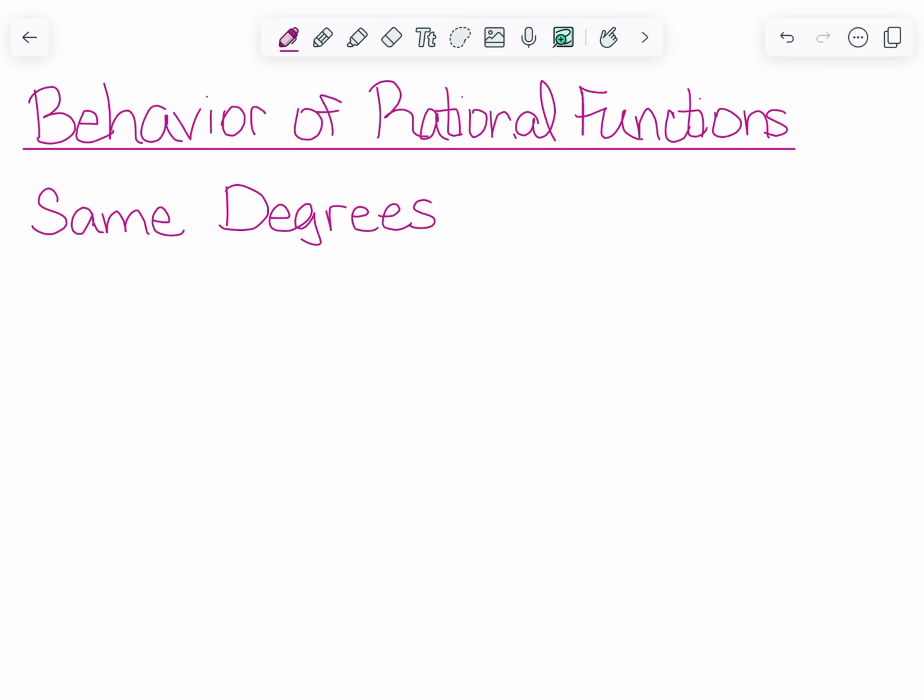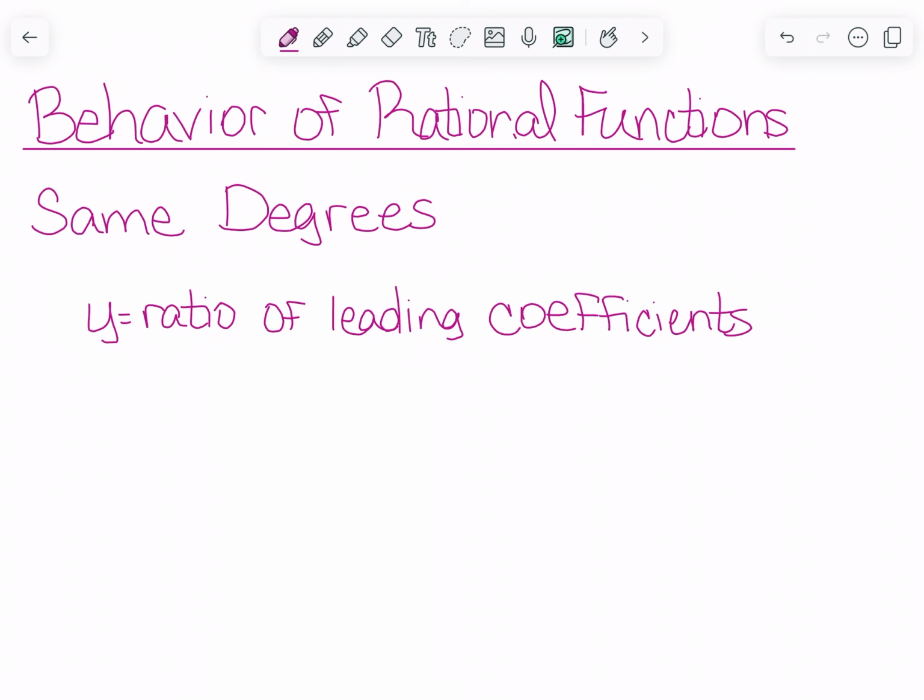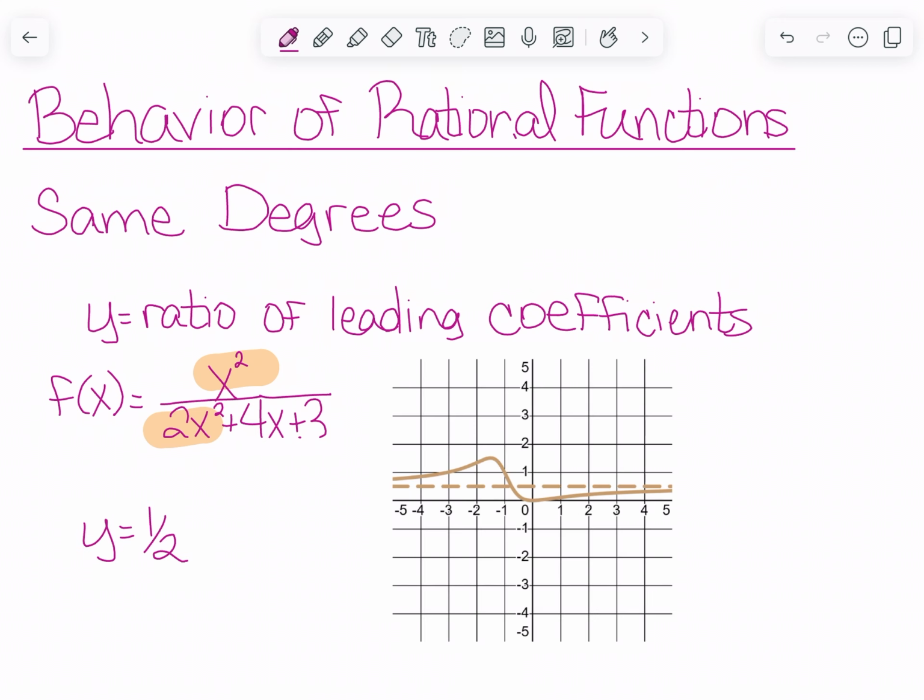The second case is if the degree of the numerator and the degree of the denominator match, if their degrees are the same. In this case, my horizontal asymptote would be y equal to the ratio of the leading coefficients. As an example, x squared over 2x squared plus 4x plus 3. In this case, each of the leading terms will be the x squareds. I have a coefficient of 1 on the top and a coefficient of 2 on the bottom. This would give a horizontal asymptote of y equal to 1/2, and I can see that in the graph here. I have the dotted horizontal asymptote of y equal to 1/2, and I can see that as x gets really big or really small, I'm approaching this line.